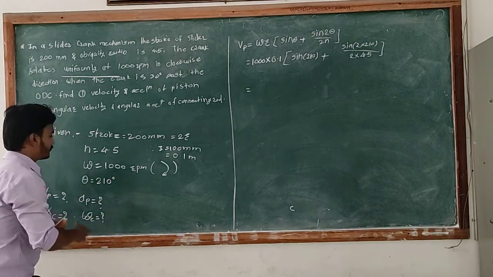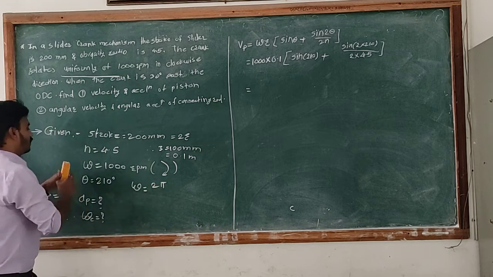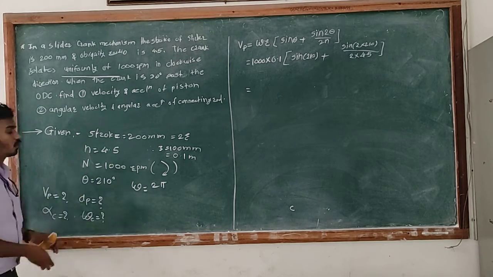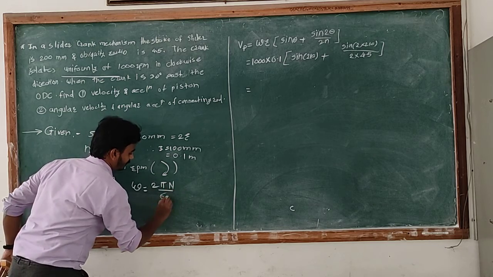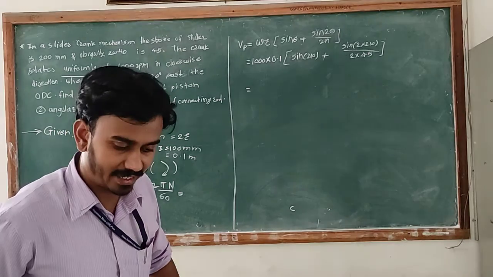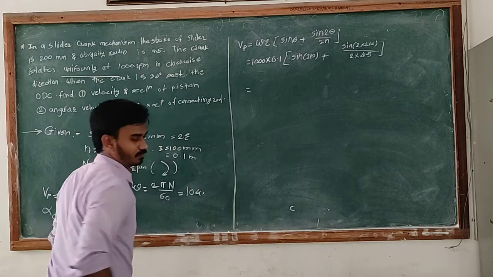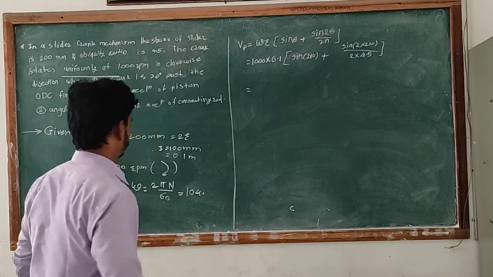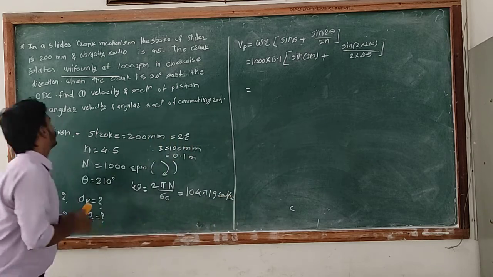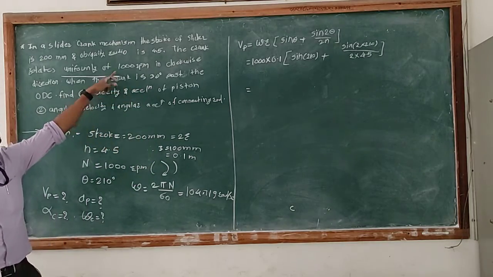We have to convert this omega into radian per second. Here they have not given omega, this is N, the value of N, that is revolution per minute. So omega is equal to 2 pi N divided by 60. We put the value, and we get omega is equal to 104.719 radian per second.